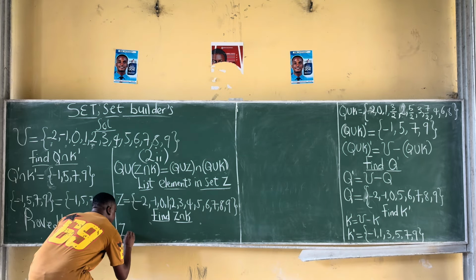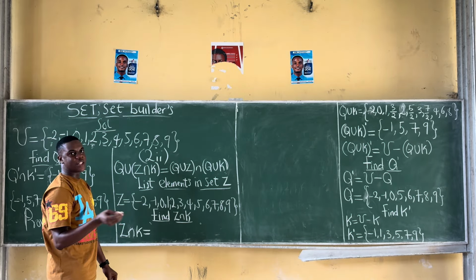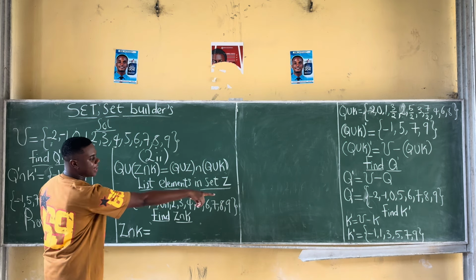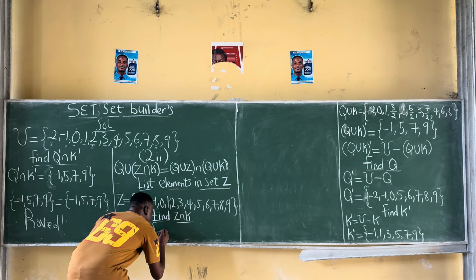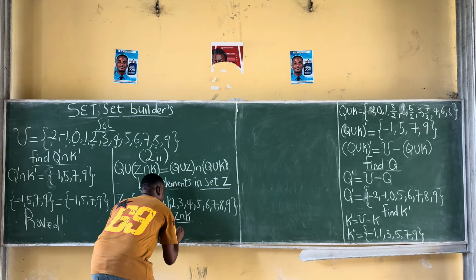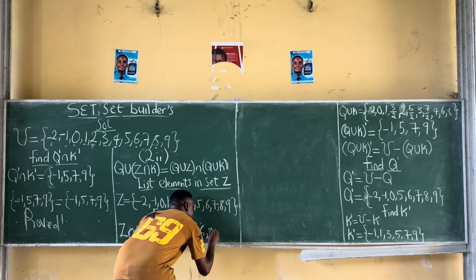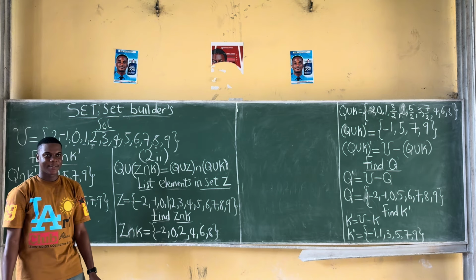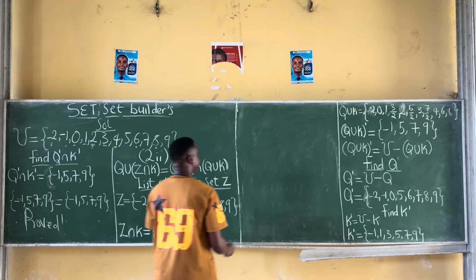So set Z intersection K is equal to what is similar between Z and K? We have a clean set here, so just give the values: minus 2, 0, 2, 4, 6, and 8, which is the same as K. Are you getting it? Alright.